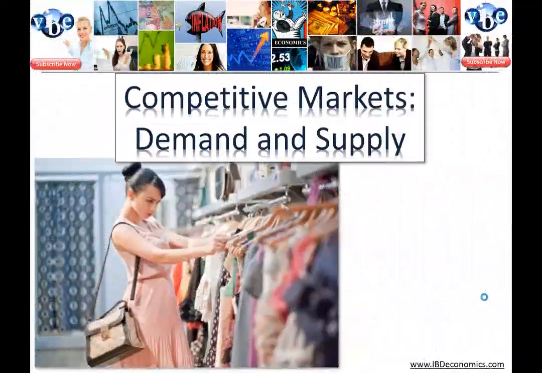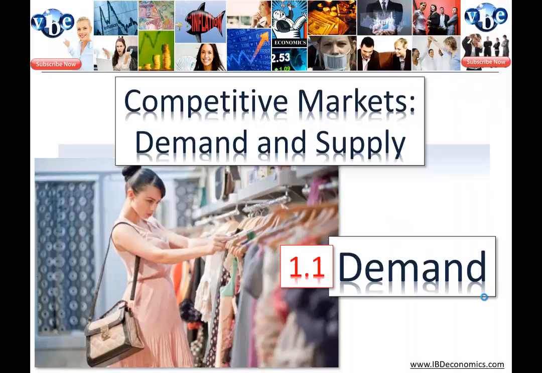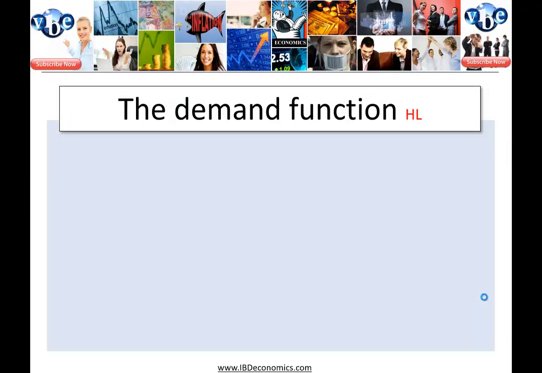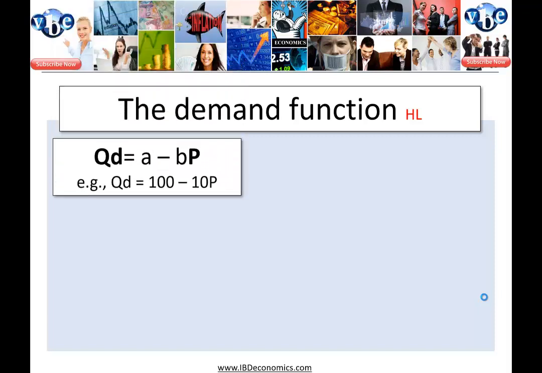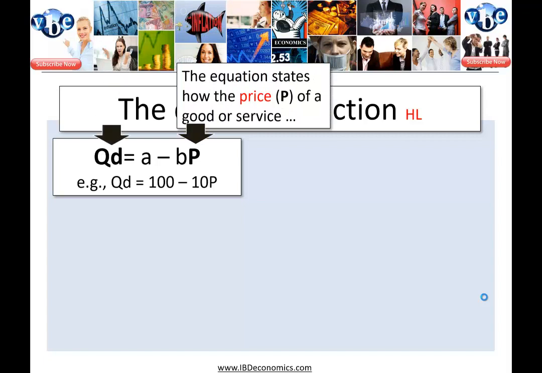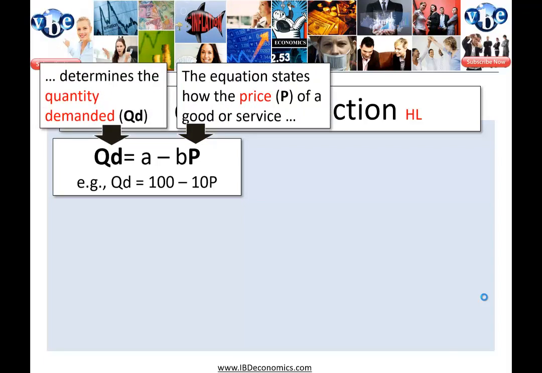Okay, on to today's topic, and this is about the demand function. High-level topic, with a little bit of mathematics involved. Okay, the demand function takes the form of the equation QD equals A minus BP. And an example demand function is given there, QD equals 100 minus 10P.